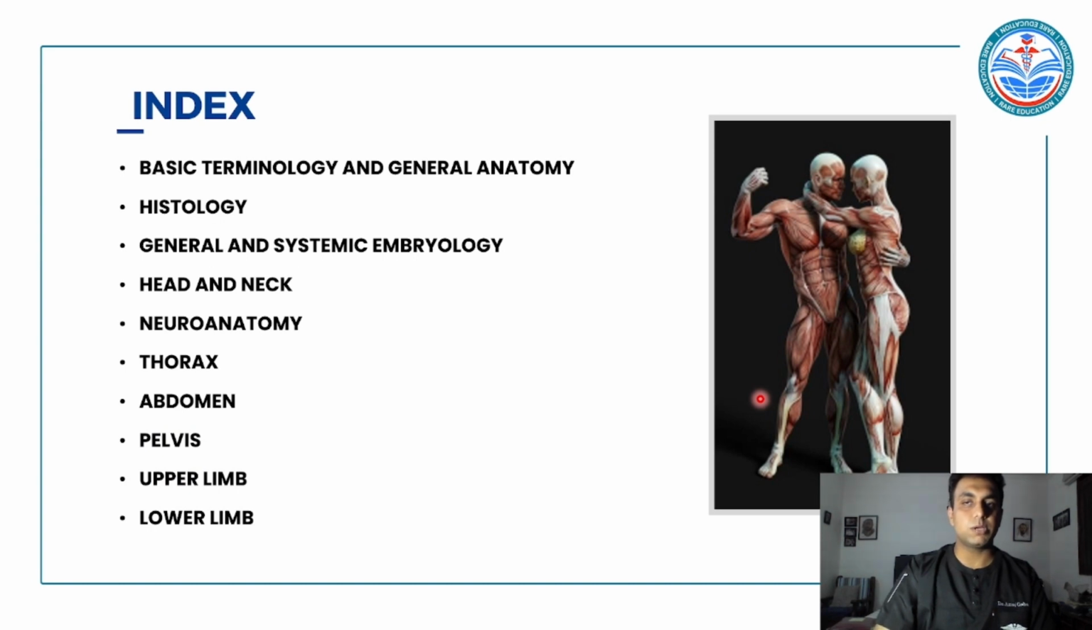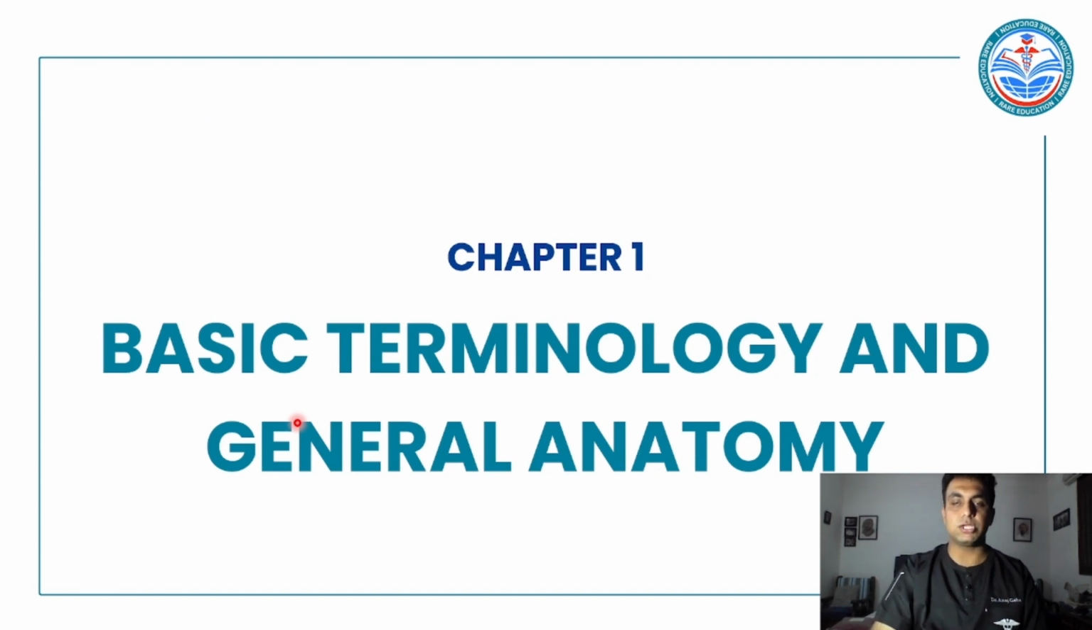So in this workbook, I have kept a lot of topics that include starting from general anatomy, going to histology, then systemic embryology. After that, head and neck, neuroanatomy, thorax, abdomen, pelvis, upper limb, and lower limb. We'll do it all step by step, but let us start today's class with the basic terminology and general anatomy.